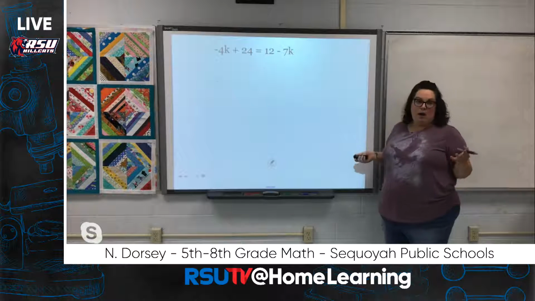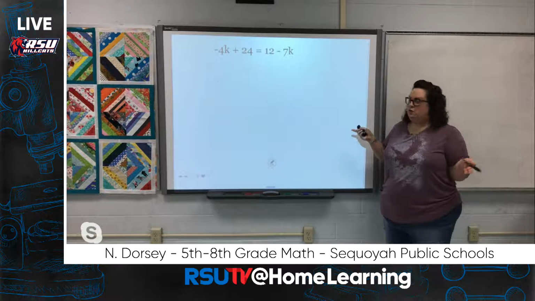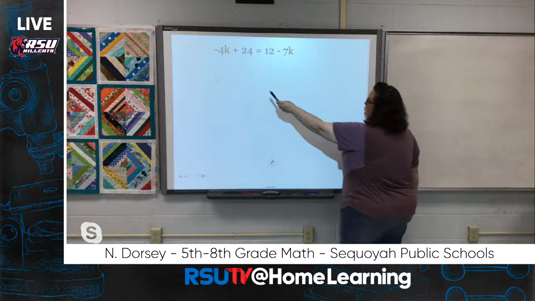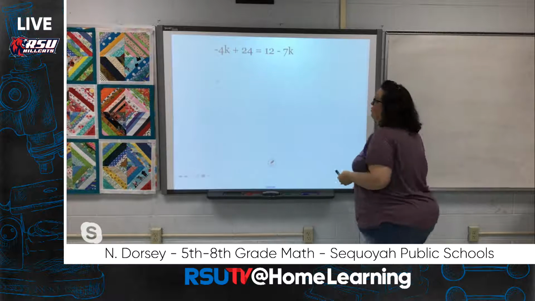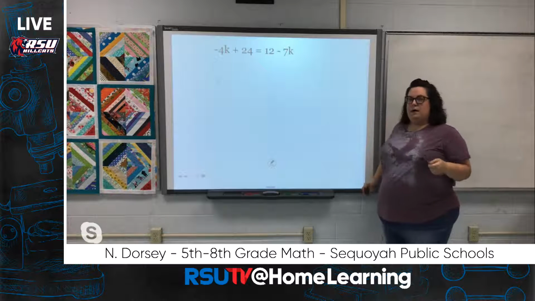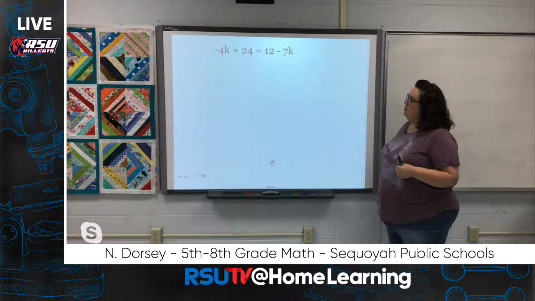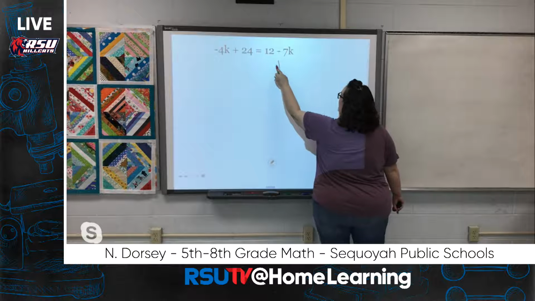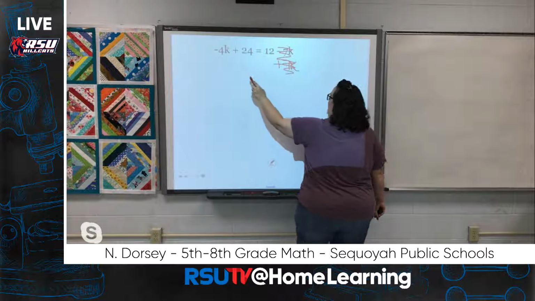And here we have a similar problem to what we just did. I don't have any parentheses, so I don't need to do the distributive property. I don't have any like terms. There's no k's over here, and there aren't any other k's over here that I can put together. So what's the first thing I'm going to move? Remember, I want all of my variables on the left-hand side of the equal sign. So I'm going to move that negative 7k, and it's going to become a positive 7k. So it goes away, and it comes over here.